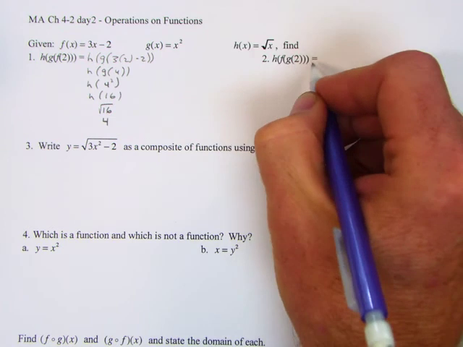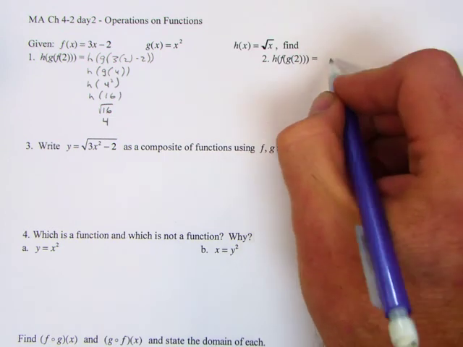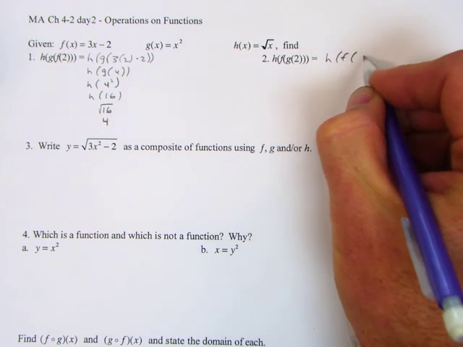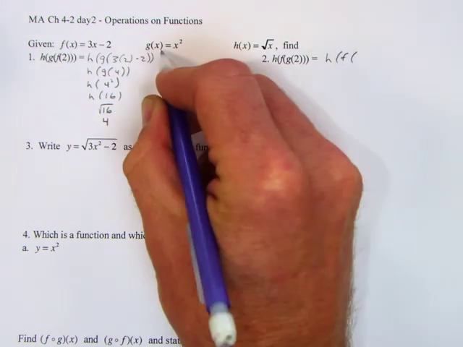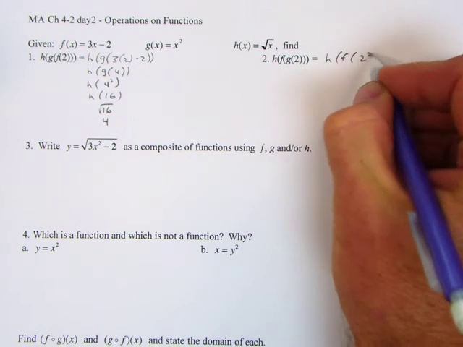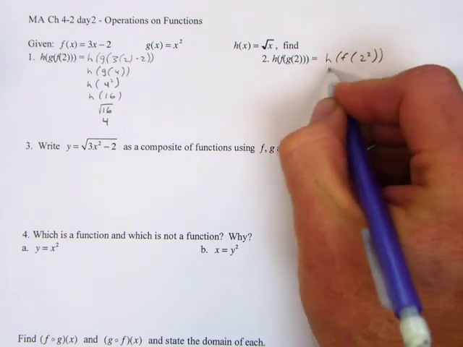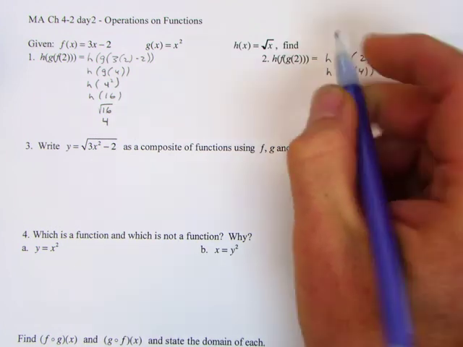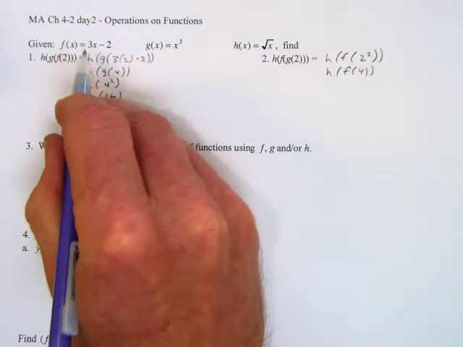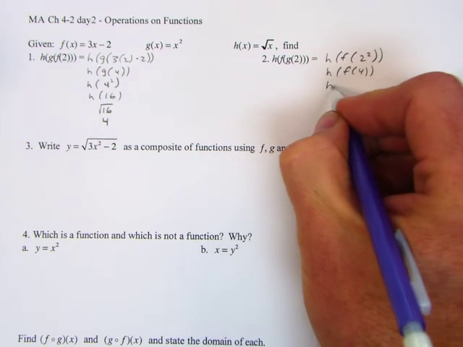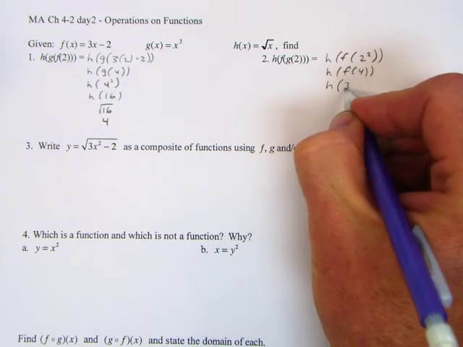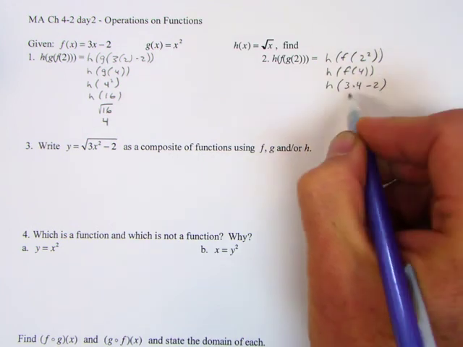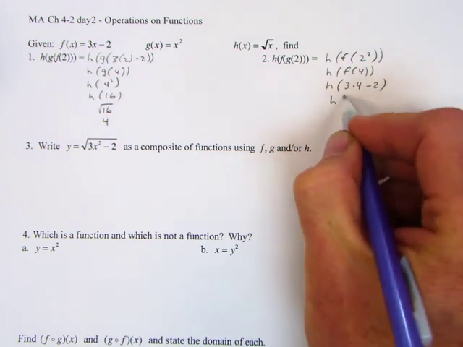Does it matter if you switch the order? Let's take a look. h of f of g of 2. This time g is our innermost function, so we have 2 squared. So we have h of f of 4. Now we need to plug 4 into the x spot of f. So h of 3 times 4 minus 2. So 12 minus 2 is 10.